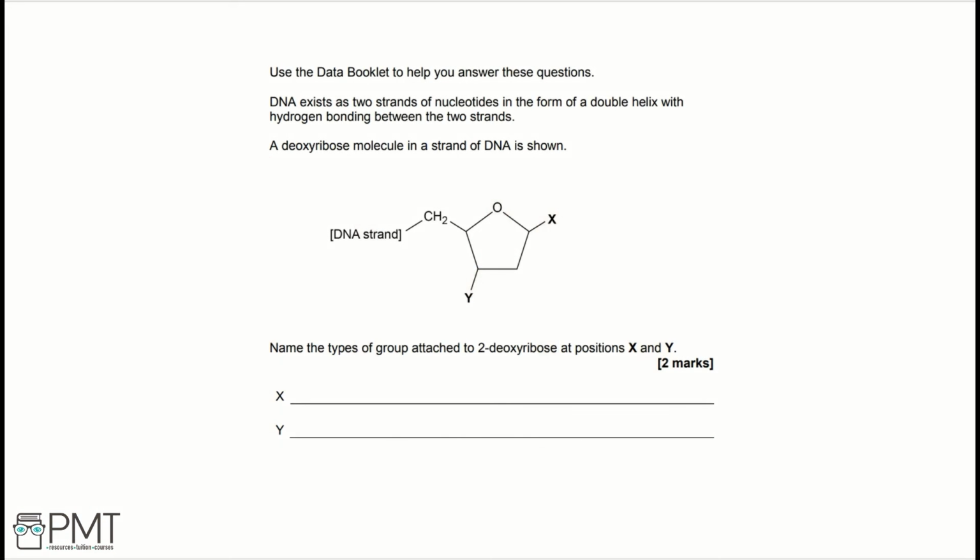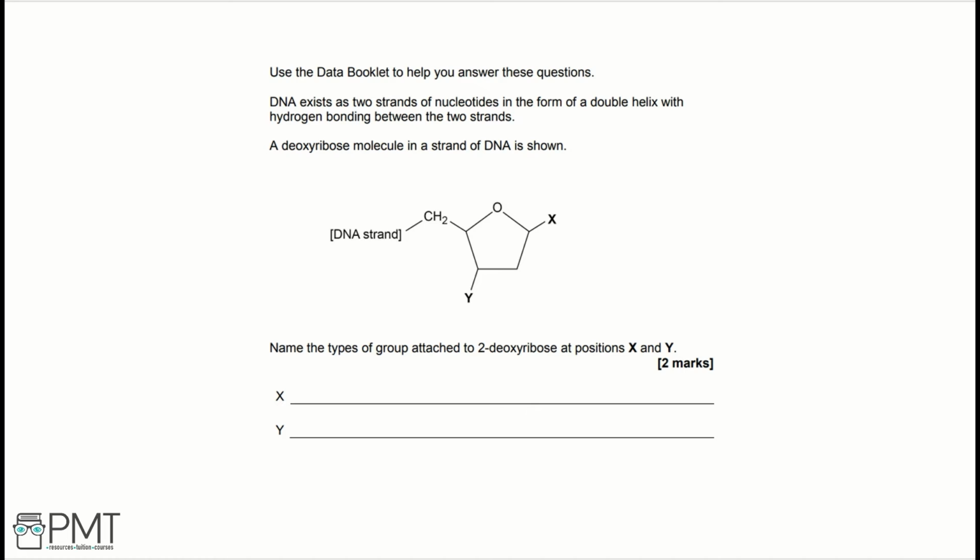Use the data booklet to help you answer these questions. DNA exists as 2 strands of nucleotides in the form of a double helix, with hydrogen bonding between the 2 strands. A deoxyribose molecule in a strand of DNA is shown. Name the types of groups attached to the deoxyribose at position X and Y.